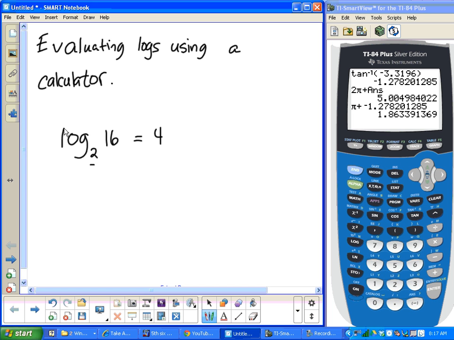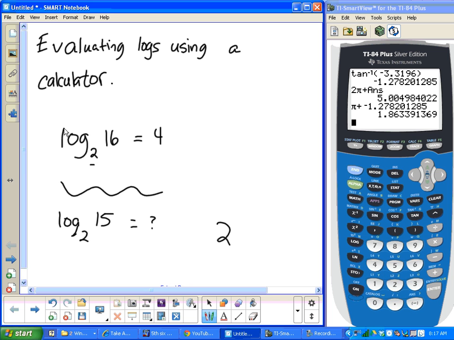Now, what we need a calculator for, however, is for logarithms that we can't evaluate this way. So, for instance, let's change this one to log base 2 of 15. And let's see if we can figure this one out. We're going to ask ourselves that same question, except with 15: 2 raised to what power would be 15? Well, 2 to the 4th power is 16, and 2 to the 3rd power is 8.